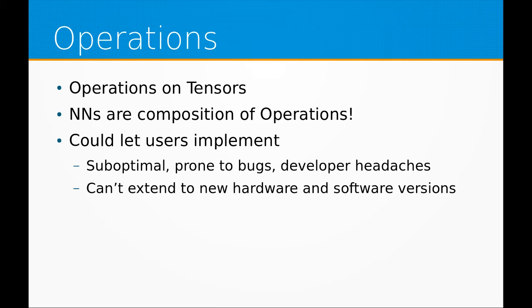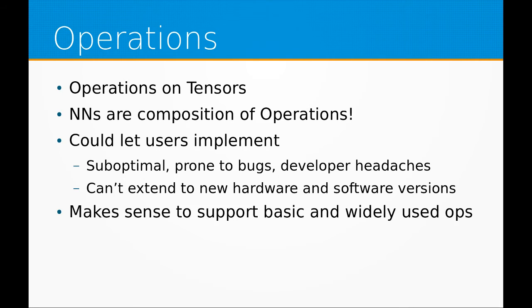And another problem is that, for example, if a user is writing a neural net for, say, a GPU, and then wants to deploy it on Android or on a CPU machine, because inference is way cheaper than learning, he needs to rewrite this entire code again. So it's just a lot of work, and it's more difficult to extend to new hardware and software versions because the APIs change. So it makes sense to support basic and widely used operations.